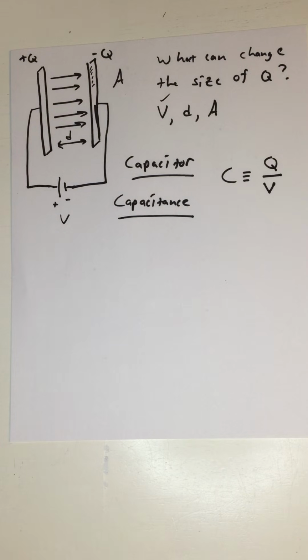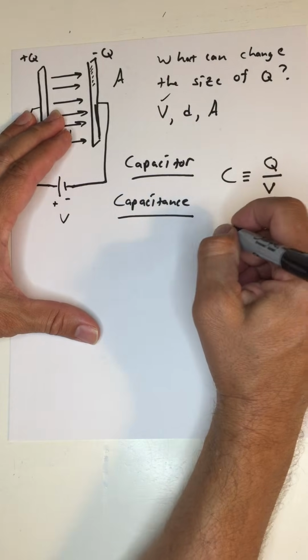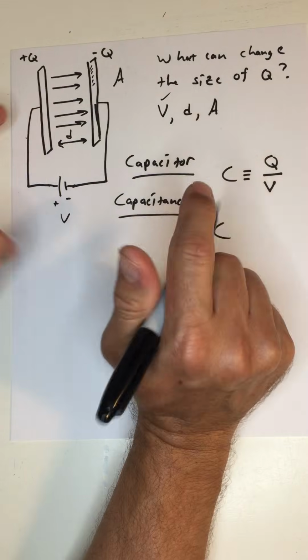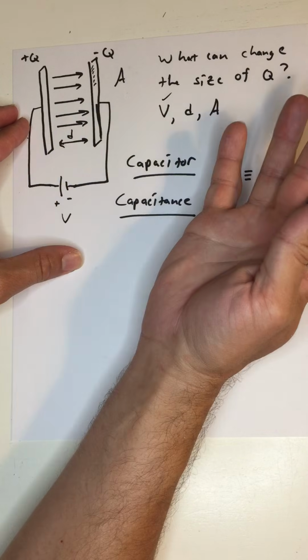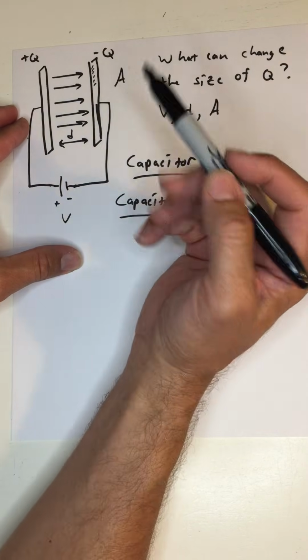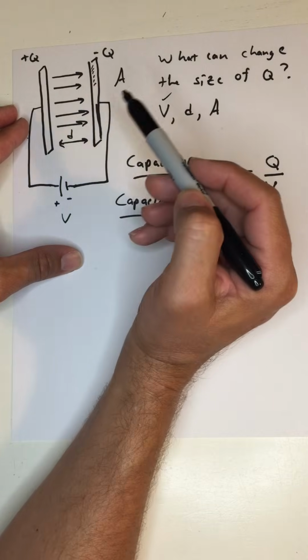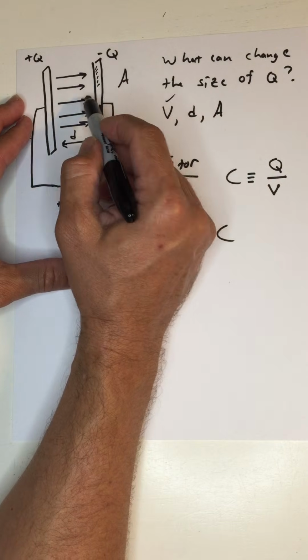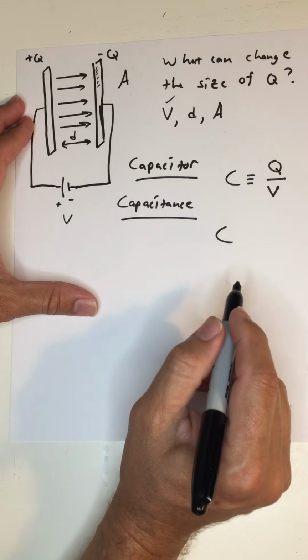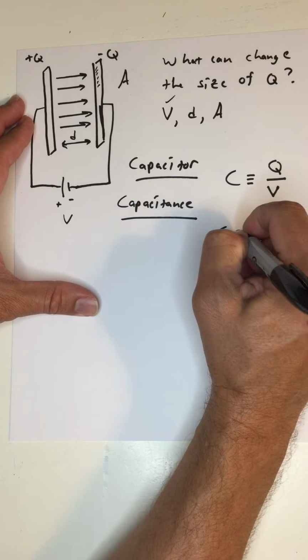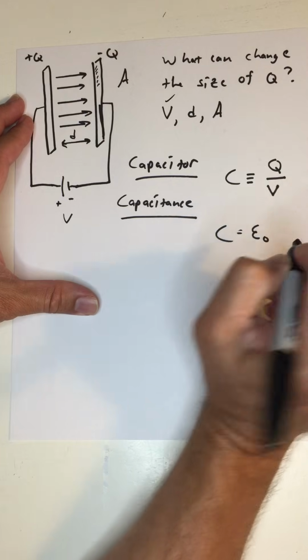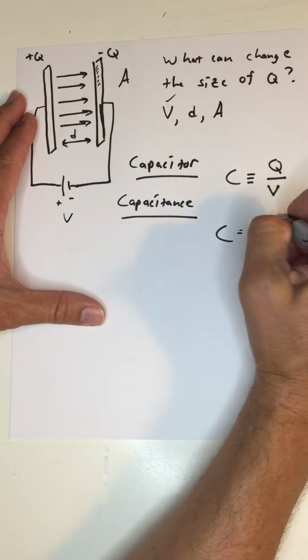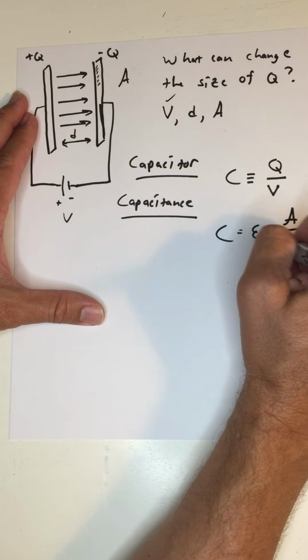So what have I done? I've taken care of the relationship between this guy and charge. However, I still have some other things to look at. As it turns out, and I'm not going to prove it to you, for a parallel plate capacitor, which is the only one we've looked at and probably the only one we're going to look at, and the only one for which the terms A and D make any sense, because this is the area of a plate and the distance between two plates, the capacitance is equal to epsilon naught, our good old electric permittivity, times A over D.